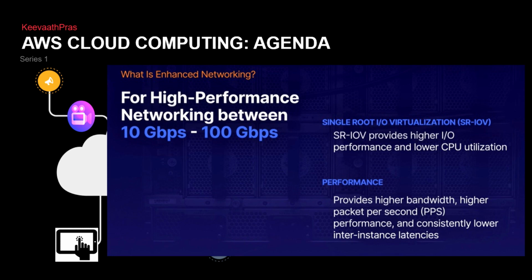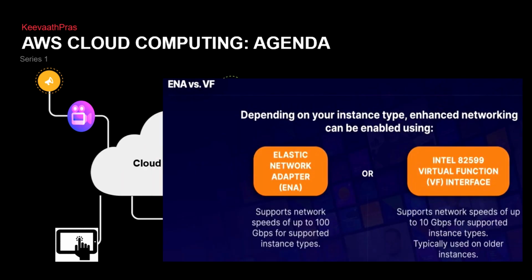And how does it work? It actually uses a single root to provide higher input-output utilization. It provides higher bandwidth, higher packets per second, okay, and consistently lower inter-instance latency. So basically, anything for 10 Gbps to 100 Gbps, by default, enhanced networking.